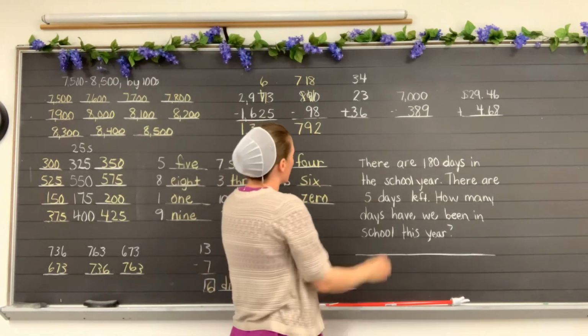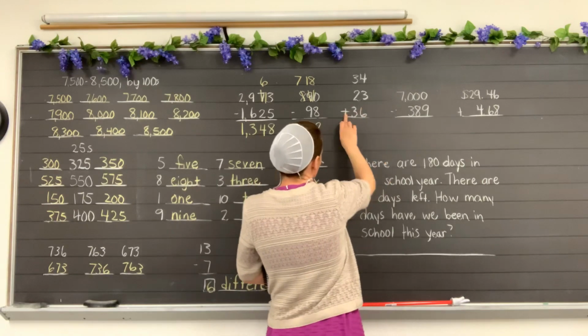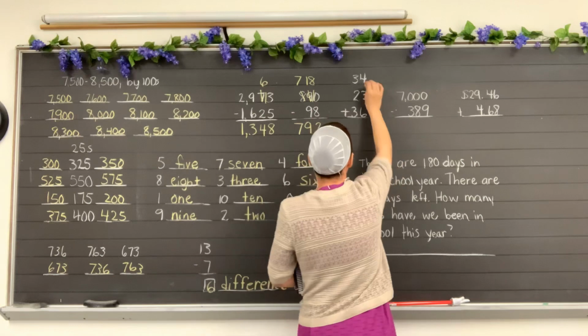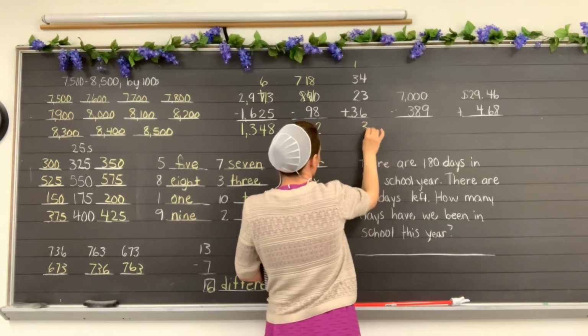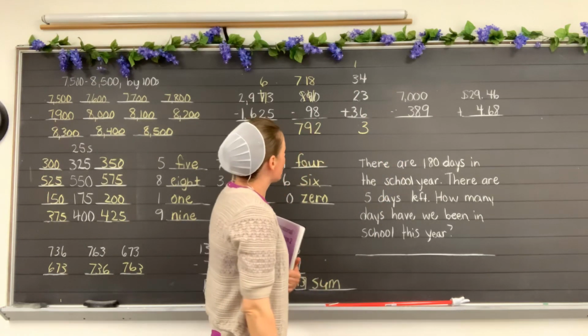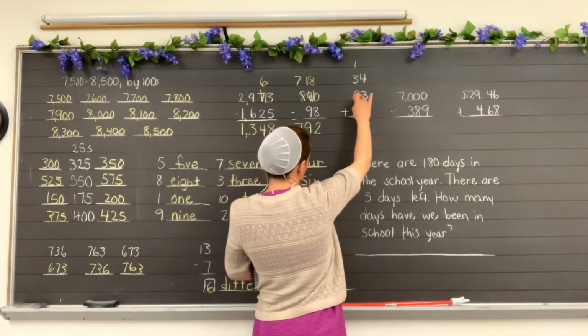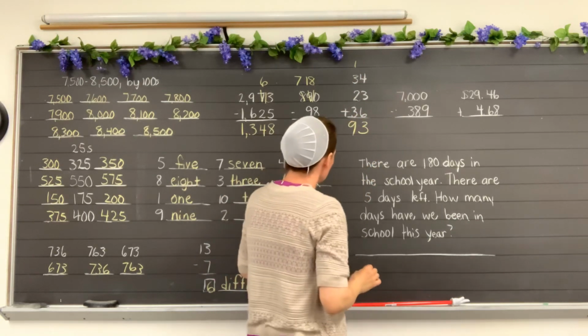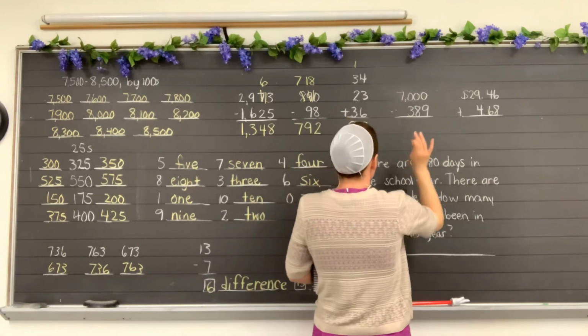792. Okay, for this one, 4. We have a plus here, so 4 plus 3 is 7, plus 6 is 13. Carry your 1 up there and put your 3 here. And now 1 plus 3 is 4, plus 2 is 6, plus 3 is 9. Okay, so 93 is your answer.